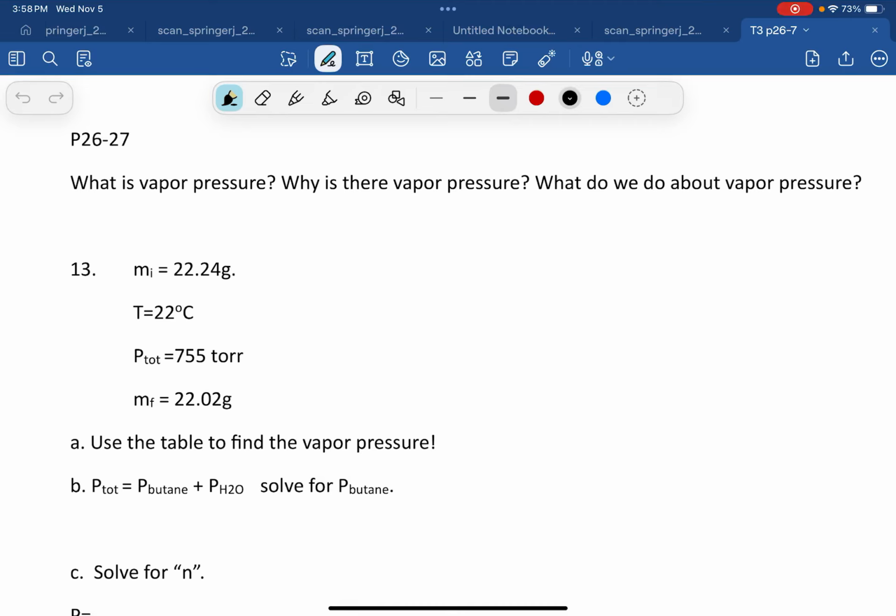So this is page 26 and 27 on your big ugly packet. And I wanted to get to page 28 this week, and yesterday was not good, so we'll work on it today. So on page 26, we start with number 13, and above the number 13, it was talking about vapor pressure.